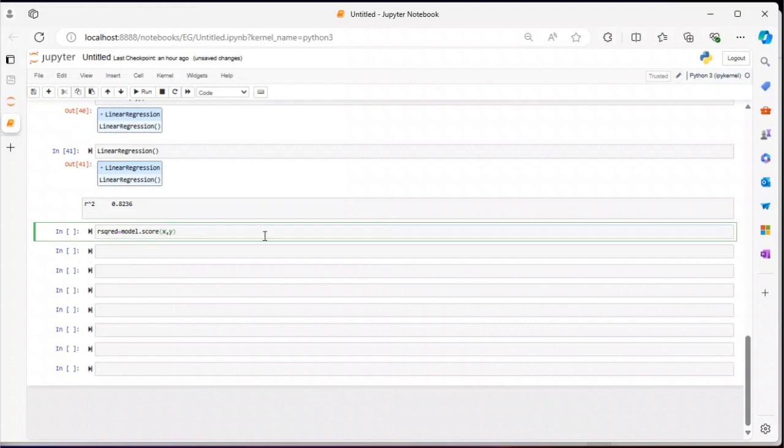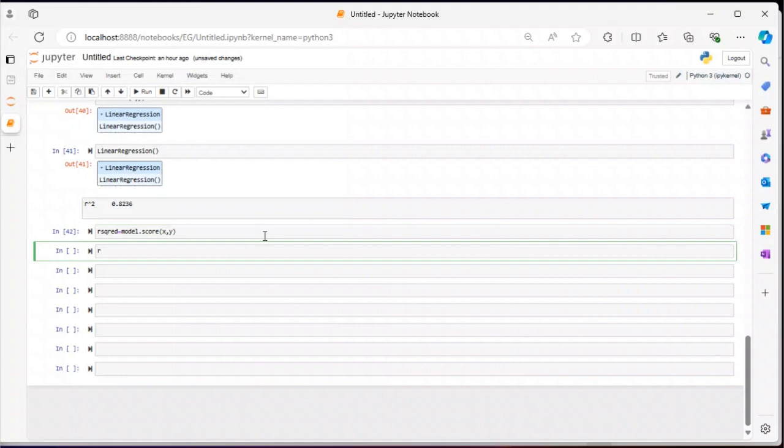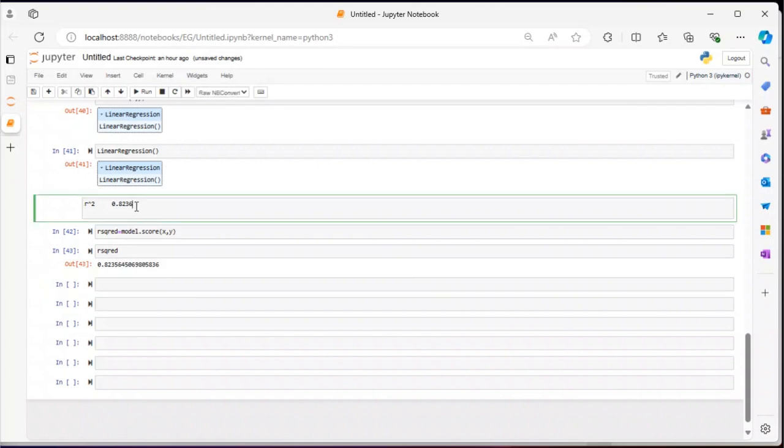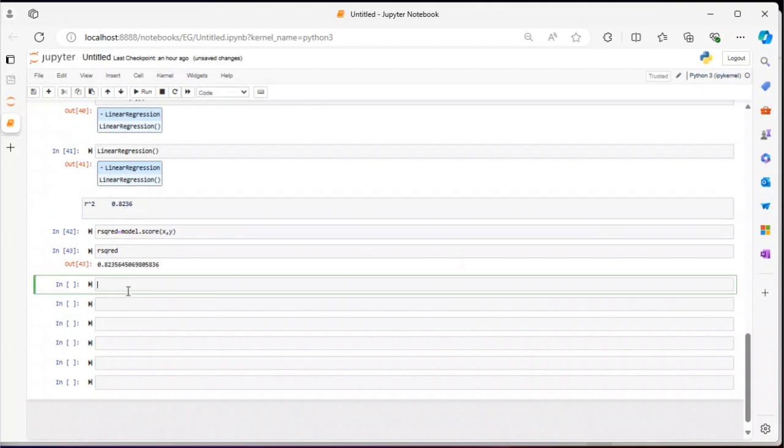So, R squared of x comma y. Now R square equal to 82.36. You got it right. Exactly, we got the same value which we calculated using Excel. This is 82%, so this is the metric for us. This is the accuracy metric for linear regression. This is one.